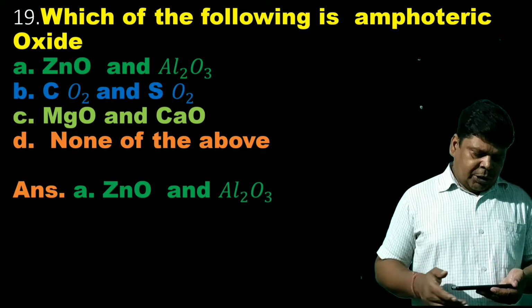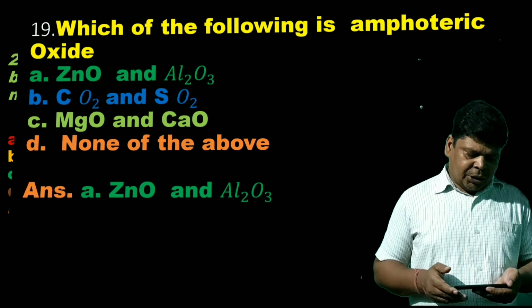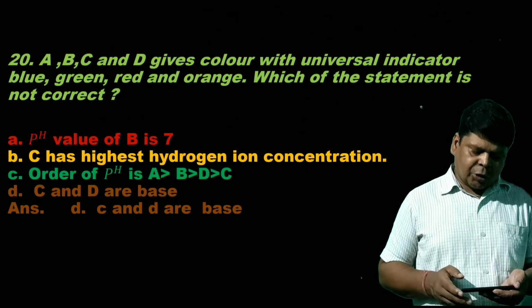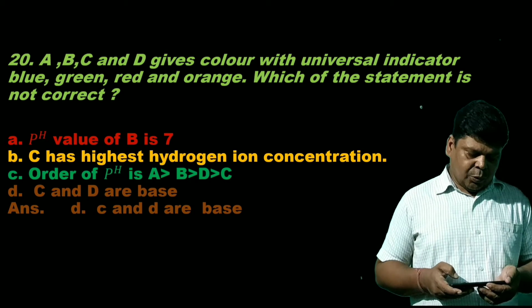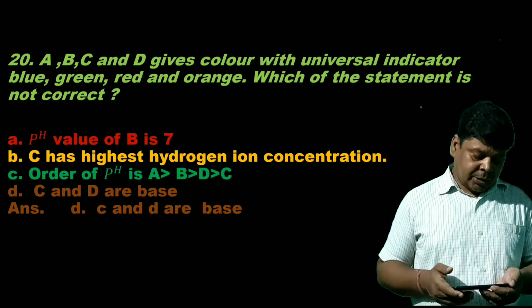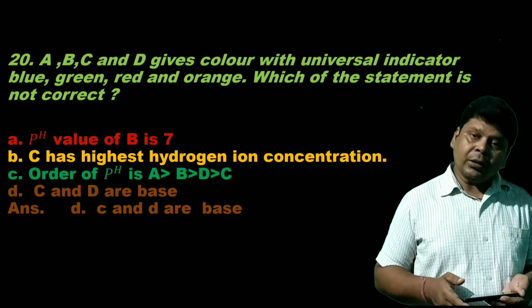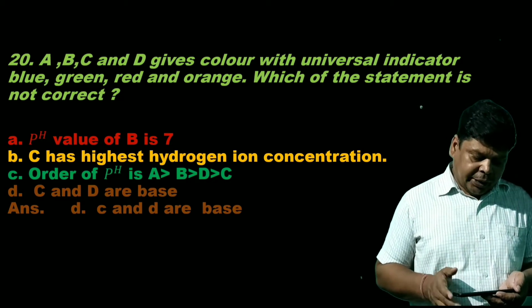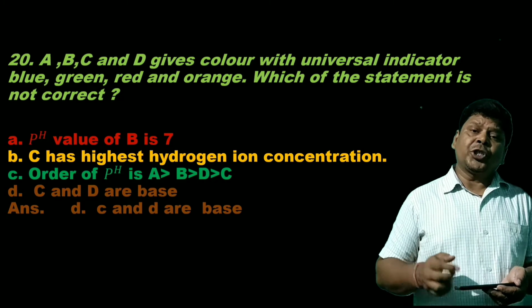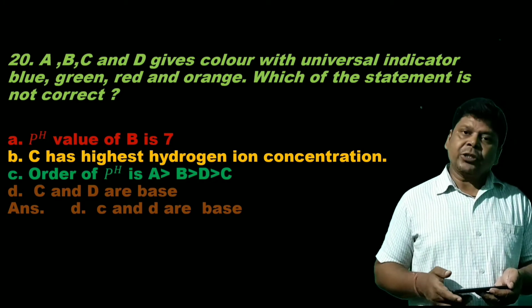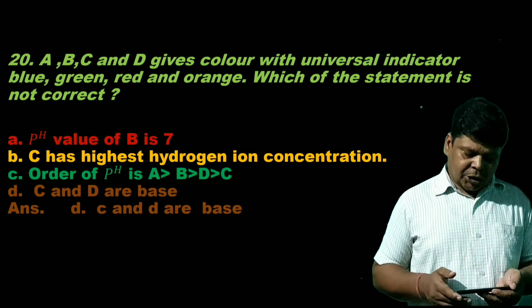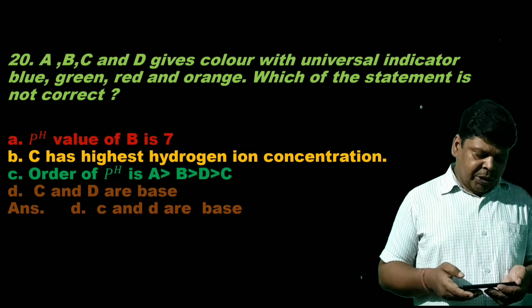Now, this one is A, B, C and D giving color with universal indicator. Blue, that means base, pH value more than 7. Green, that is pH is equal to 7. Red, that is very strong acid, pH is just 1. And orange. Which of the statements is not correct?